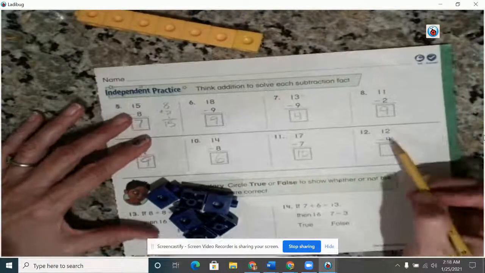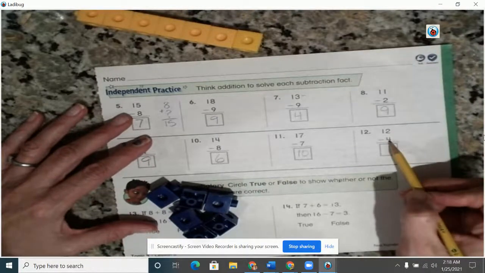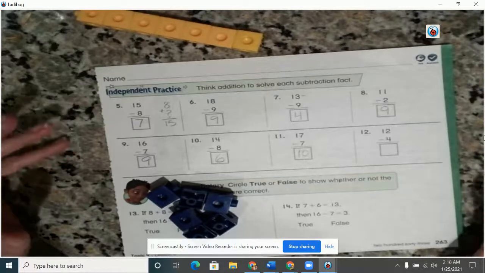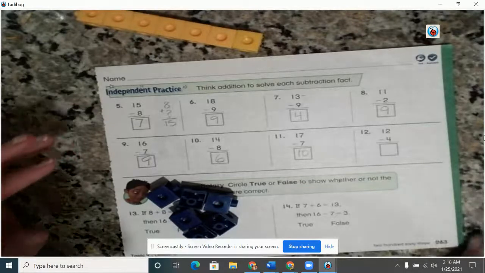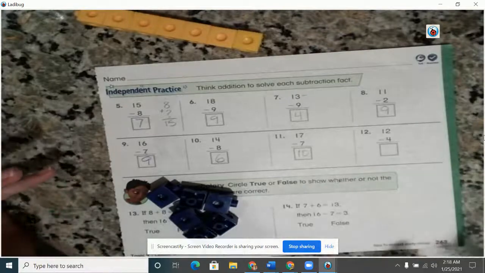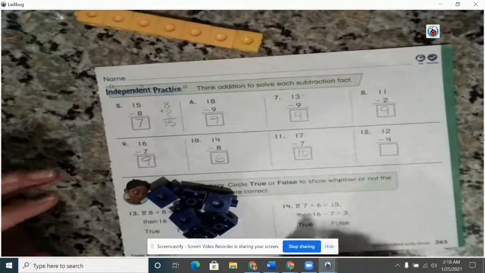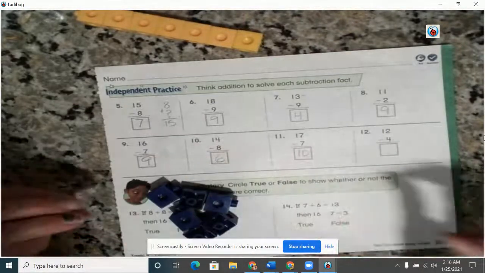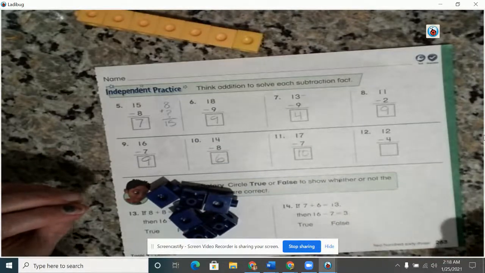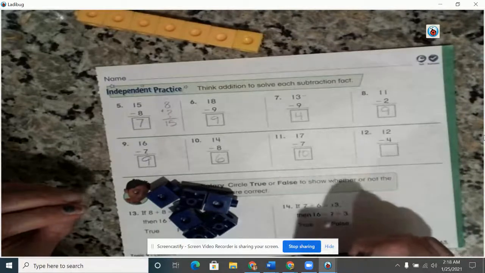Okay, and here I've got 12 minus 4. So if I right away don't know what 12 minus 4 is, then I can think, well, I've got a few different ways I can figure that out. I can just draw 12 and cross off 4. I could do my cubes and I could make a 12 stick and I can pull off 4. Or I could think like addition and figure out what that other part is.